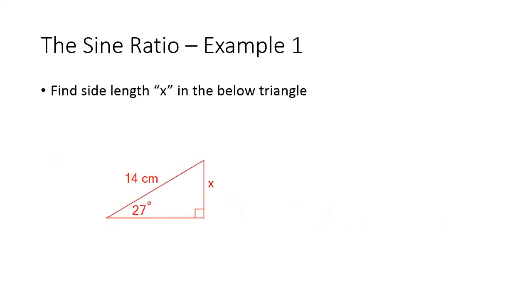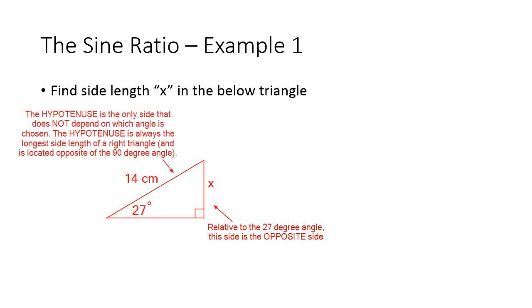Example 1. Find side length x in the below triangle. So relative to the 27-degree angle, this side is the opposite side. This side here of 14 centimeters is the hypotenuse side length. And this third side is the adjacent side length relative to the 27 degrees. Again, if this looks confusing to you, please go over the tangent ratio lesson. I cover how to label the sides of a triangle in detail in the first part of that lesson.